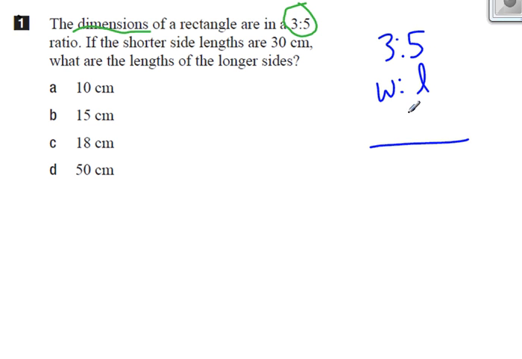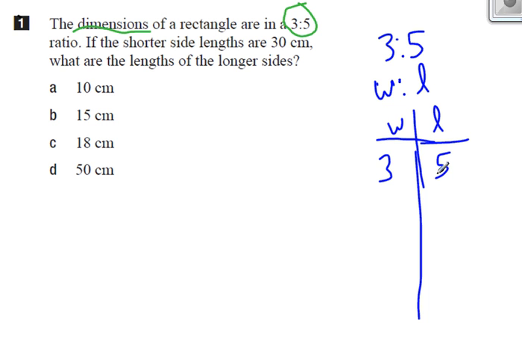So to me, you always set up a table to help you deal with ratio. The 2 items that I'm comparing are width and length, and the ratio I know is 3 compared to 5. So what does that mean? It means that it's possible that my rectangle has a width of 3 and a length of 5, and if that were true, this would be the rectangle. But it doesn't mean it's necessarily 3 and 5.